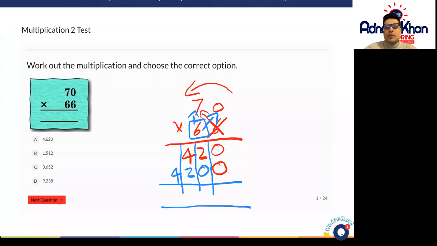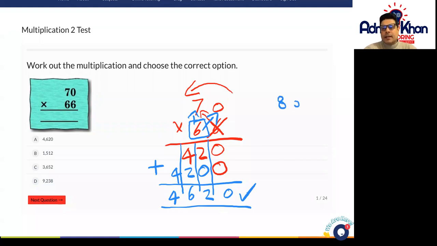Because now we're going to add these numbers, which is our second step. So 0 add 0 is 0, 2 add 0 is 2, 4 add 2 is 6, and then it's 4 by itself. So in this case, our answer is 4,620. Let's show you another example.